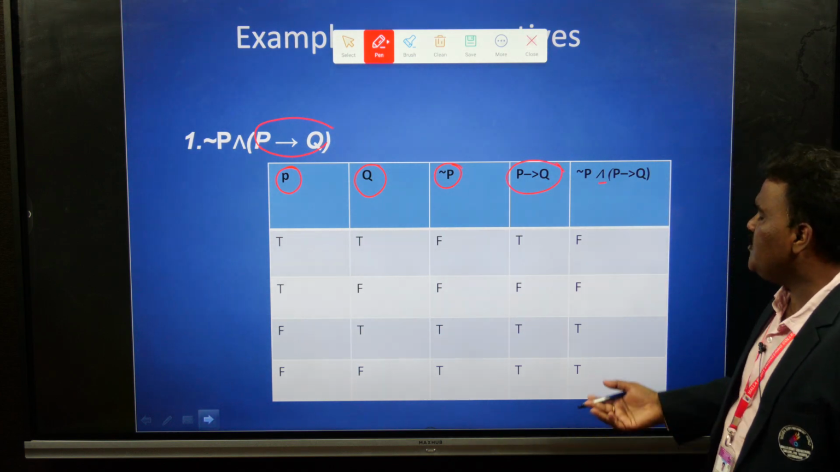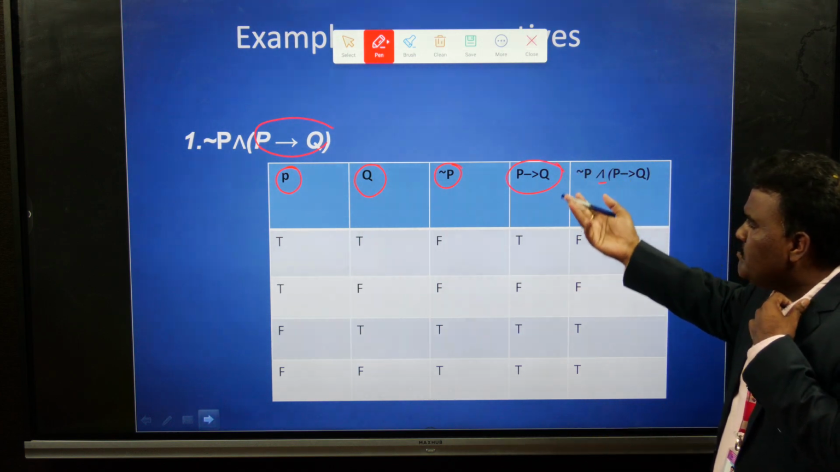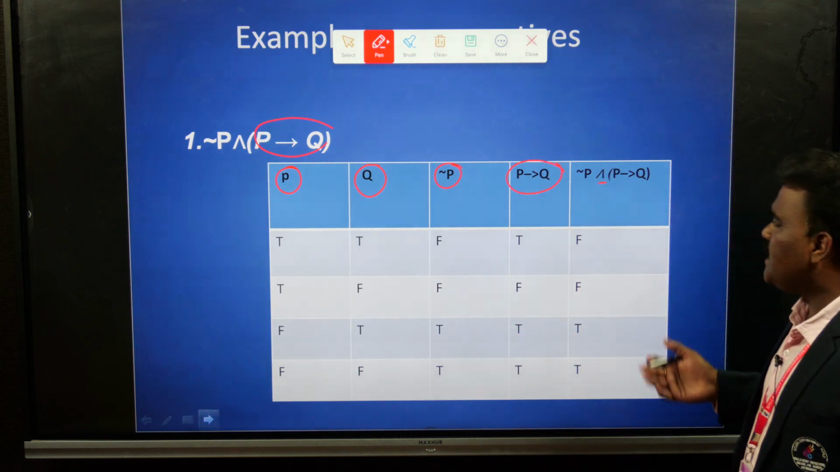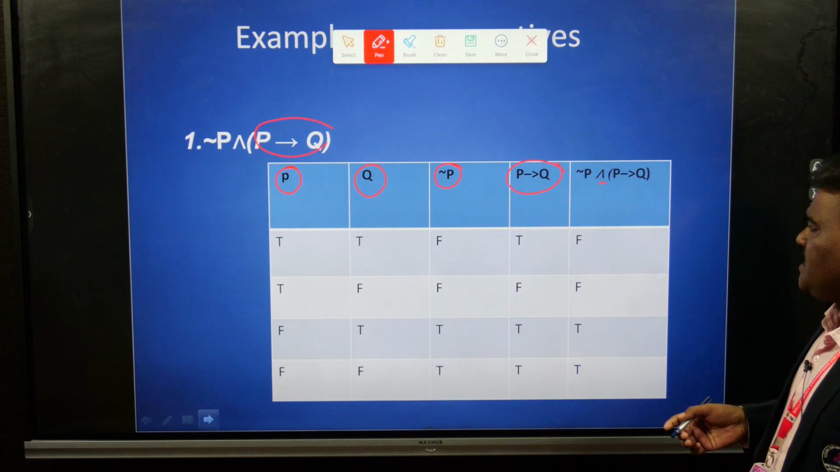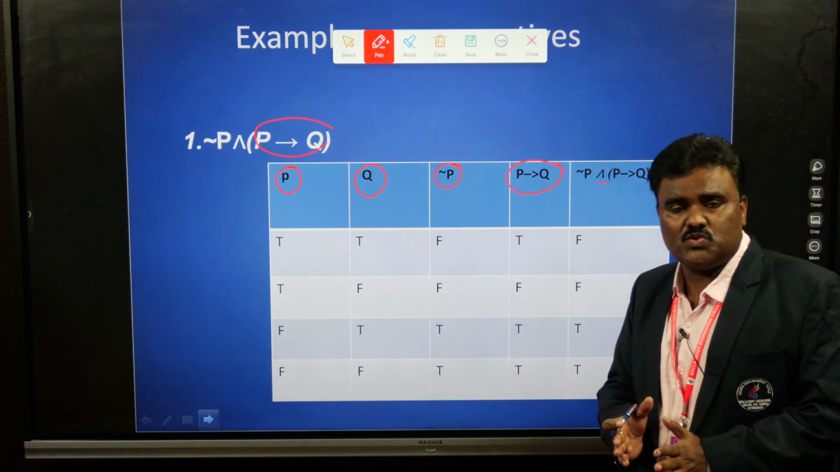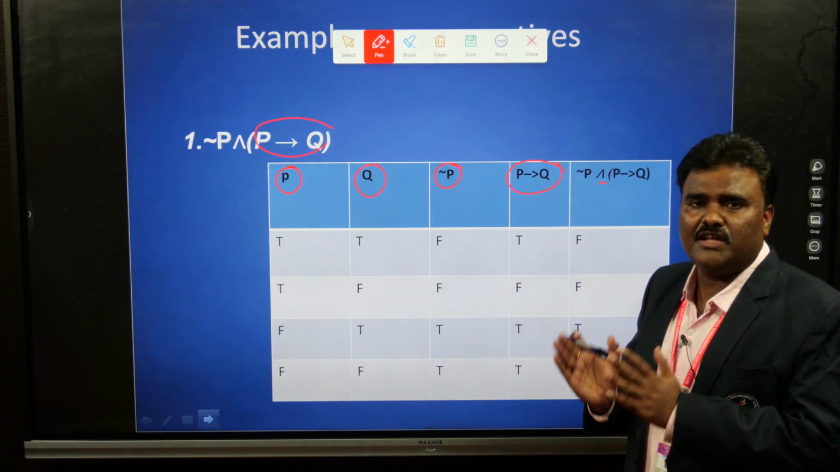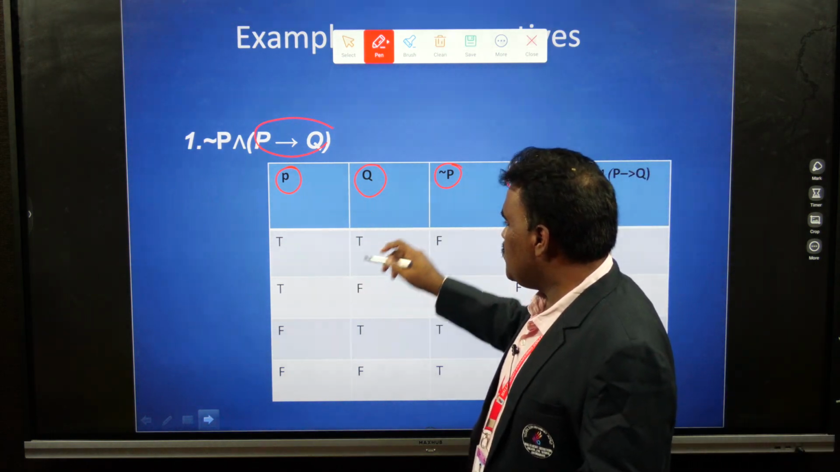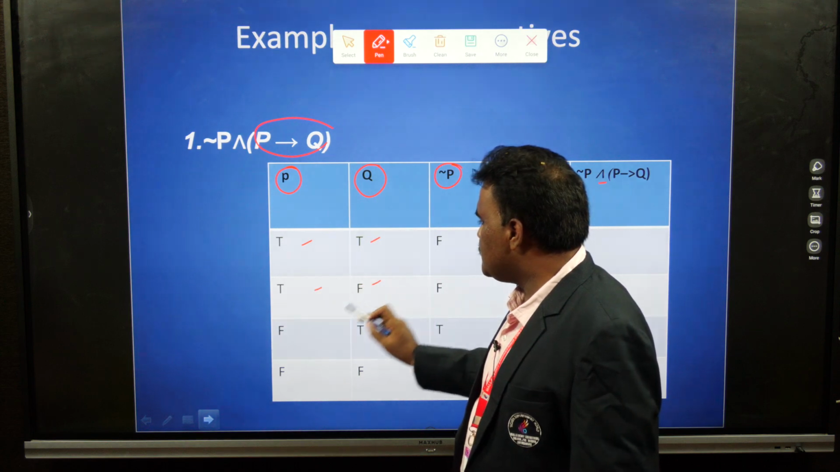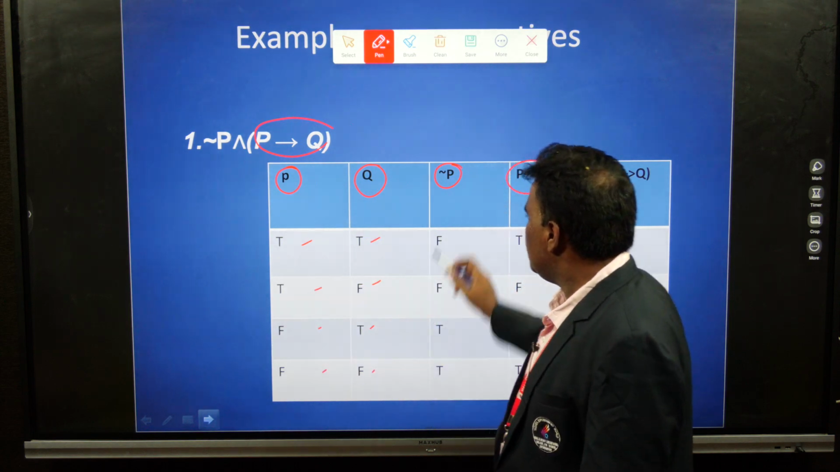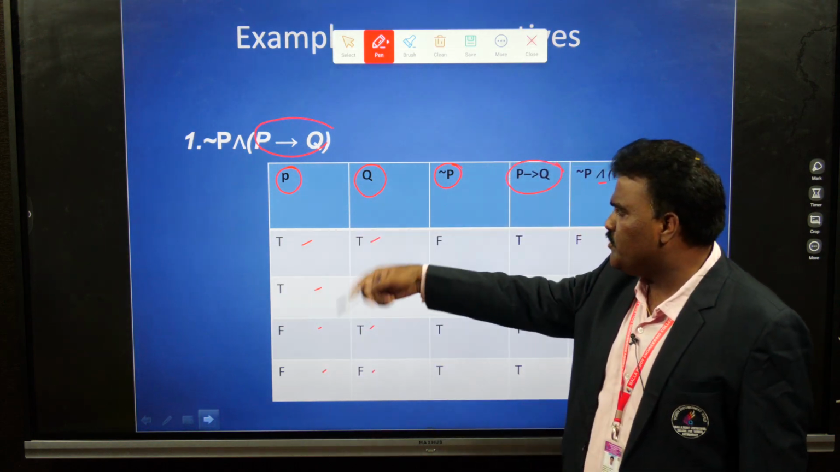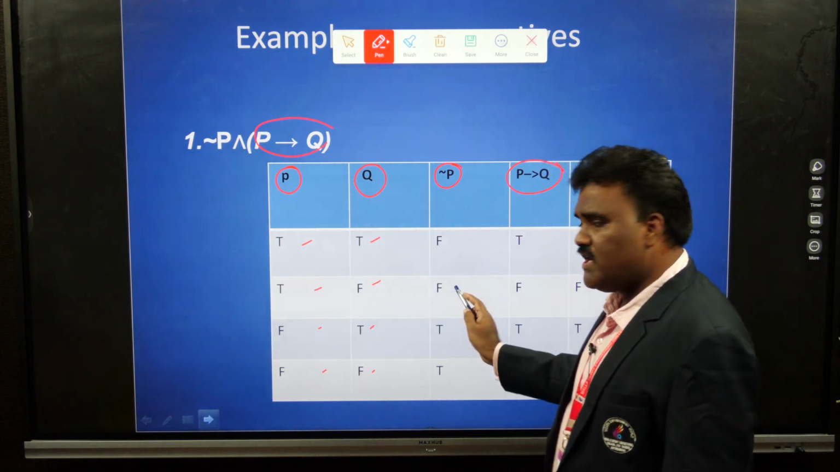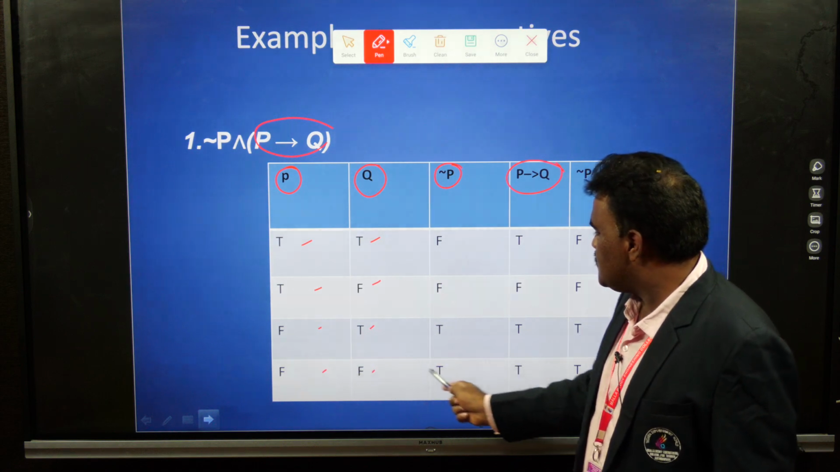Simply we can say P implies Q. What is implies? Implies means conditional statement. In a conditional statement, if the first statement is true and the second statement is false, the result would be false. Now we have taken P and Q: true, true, true, false, false, true, false, false. And negation of P means we take the negation of each value: true is false, true is false, false is true, false is true.